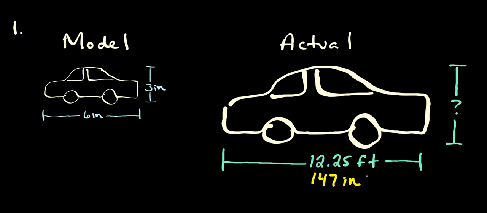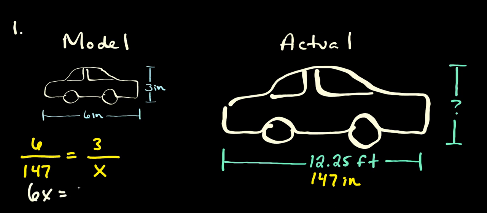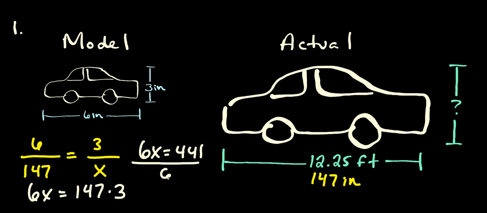So now when I write my ratio here of 6 to 147, these two units are matching. And then I'll write 3 over x. Now we'll cross multiply this, so you'll end up with 6x equals 147 times 3, and that's going to give us 6x equals 441. So we'll divide both sides by 6, and we end up with a final answer of 73.5.